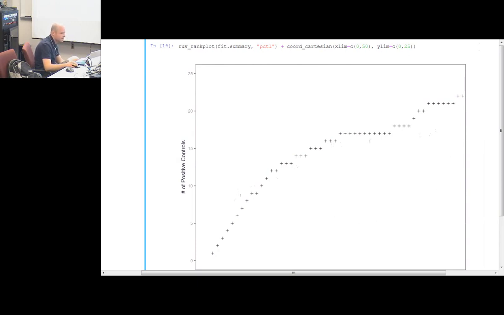So looking at a plot like this can give us a sense of whether we are helping or hurting. There's this line here. This shows us what this plot would have looked like if I had just assigned p-values at random to everything. Okay, so we're clearly doing a lot better.